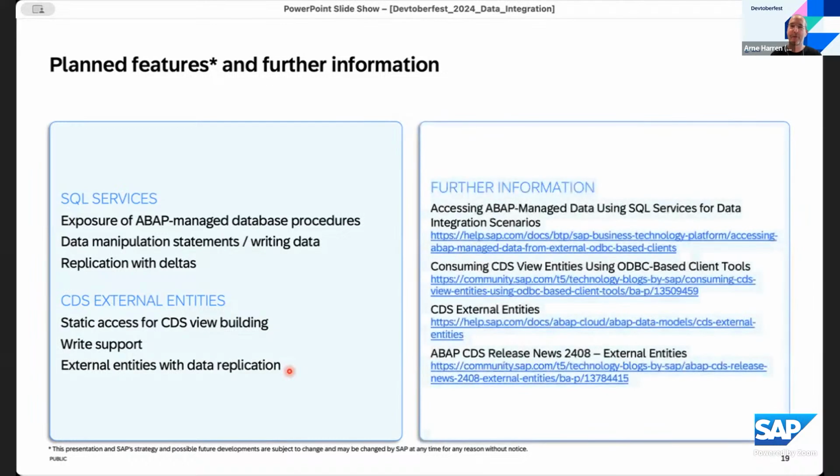Okay, so some further reading. We have added some links to the documentation for SQL services and some blogs where you have step-by-step instructions to build up an example. The second part of the links is about CDS external entities and also a blog post describing that feature. There's also documentation in the SAP HANA Cloud documentation where they describe how to create ABAP remote sources and so on.